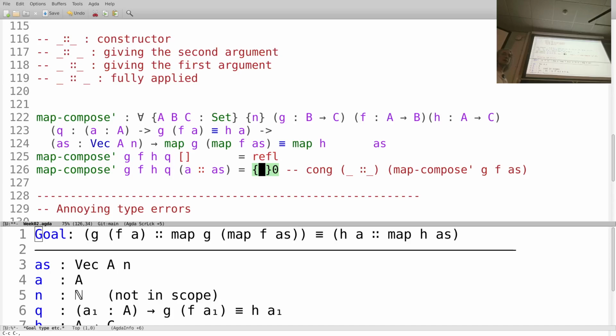This says something much more useful, because it says you can replace these two maps by one map with some other function h, as long as h behaves the same as the composition on all inputs. So h is allowed not to be implemented exactly by composing G and F. It just has to behave the same way on all inputs.